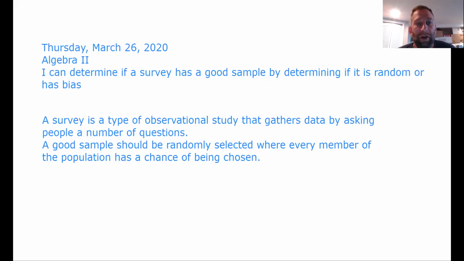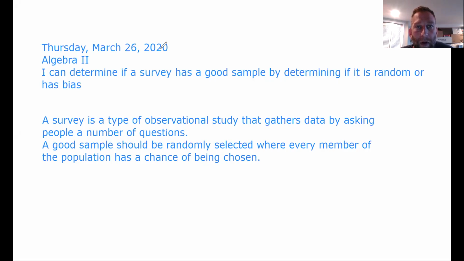It is Thursday, March 26th, and today's Algebra 2 lesson is: I can determine if a survey has a good sample by determining if it is random or has bias. So this lesson requires a lot of explaining, kind of interesting for our first online lesson. That's why I'm choosing to use Zoom to record this one as opposed to Smart Notebook. Most of these lessons I'm going to do on Smart Notebook.